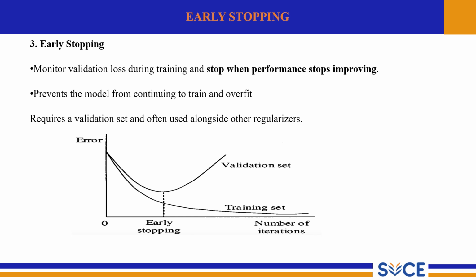The dashed vertical line marks the early stopping point. This is the moment where the validation error is at its lowest. Training is stopped right here before the model begins to overfit. So early stopping helps us capture the model at its best generalization performance. Not too early and not too late, but exactly when validation error is minimized.